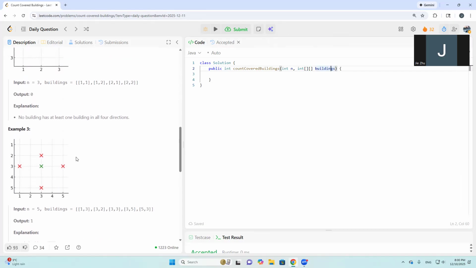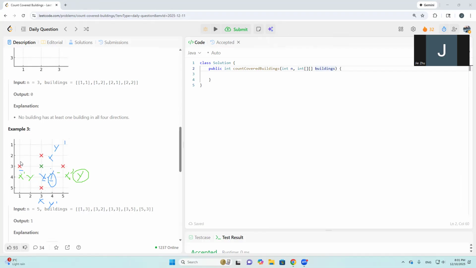So what does this mean? It means if we have a building with coordinates, for example, X and Y, then there must be a point with the same X but a Y greater than this Y, and also a point with the same X but a Y smaller than this Y. In the same way on the horizontal direction, there must be a point with the same Y but a greater X, and one with a smaller X but the same Y, right?